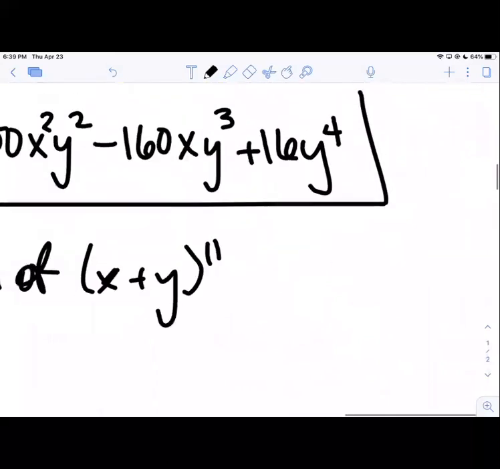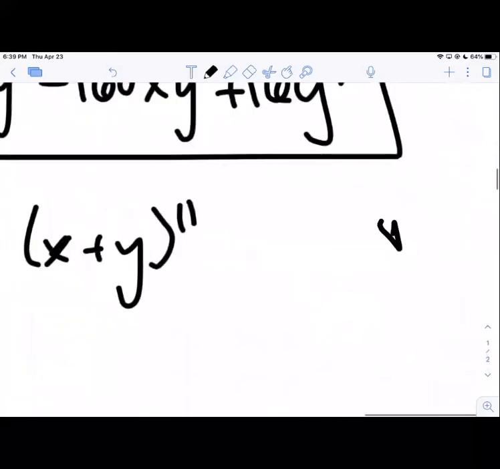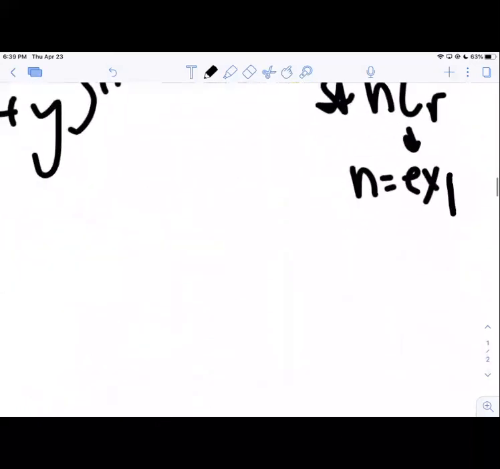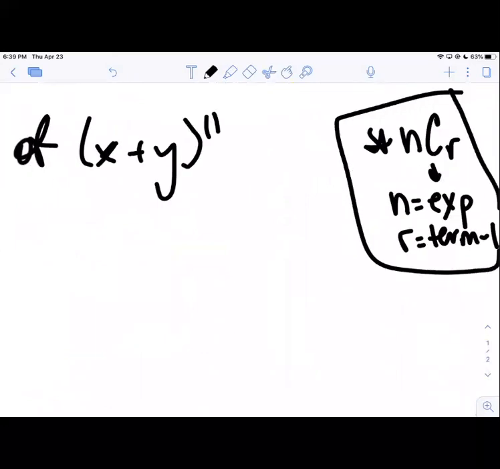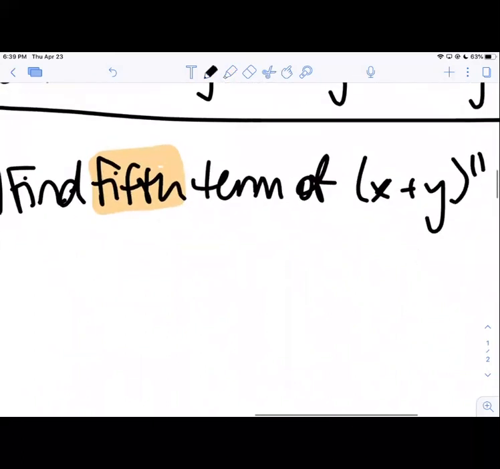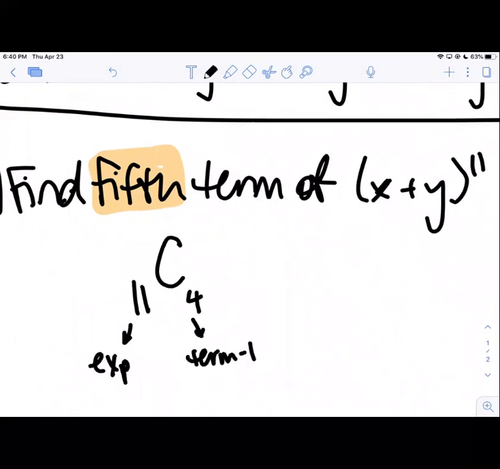I'm going to write that down here just for us to think about it. N choose r, n equals exponent. R equals term minus 1. So that might be something to make note of if you don't think of that off the top of your head. Okay, so if I'm talking about this fifth term, we're going to do 11, because that's my exponent, choose, and then term minus 1. It's not going to be 5, it's going to be 5 minus 1, which is 4. Again, exponent, term minus 1. I can't say it enough.